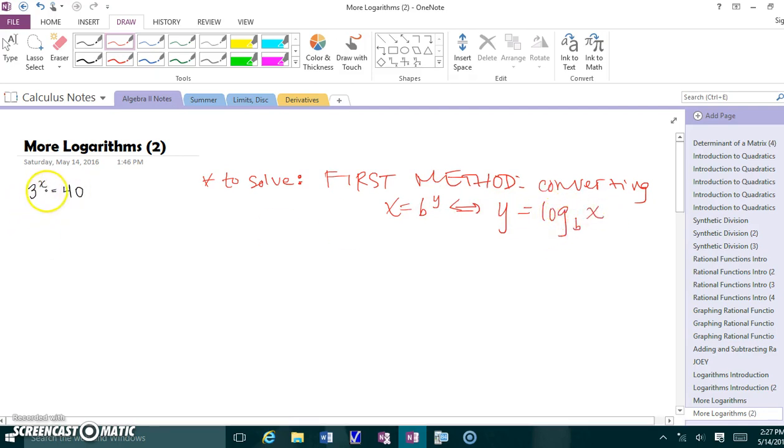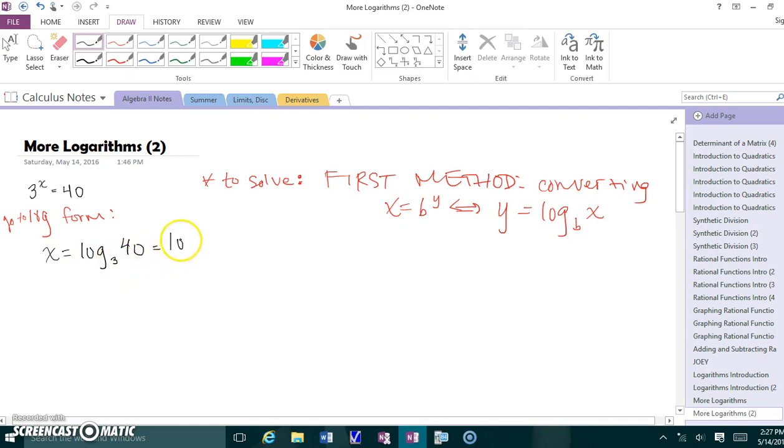So I can't really go anywhere with an exponent of x. If my variable is stuck in the exponent, I need to get it out of the exponent. That's really the only way to do much of anything, unless I want to sit here and do guess and check for 5 minutes on my calculator and try to get close, which I don't want to do. So we're going to convert to log form. So x equals b to the y equals log base b of x.